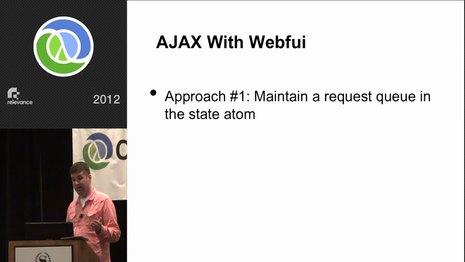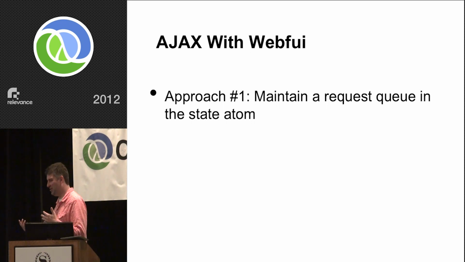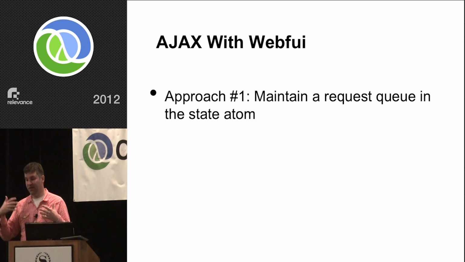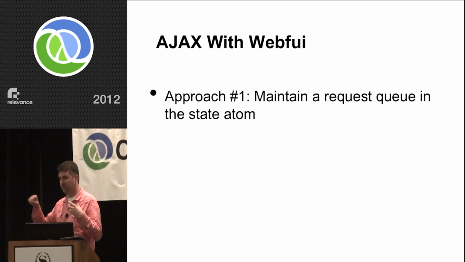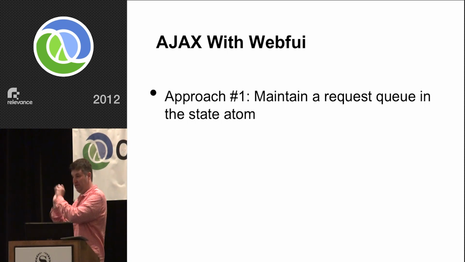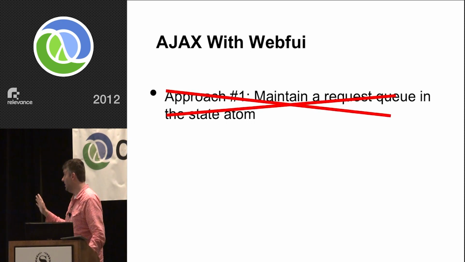Now, one way of doing it is that we have a request queue in our state atom. So what we can do is, in all our functional code, if the functional code realizes, oh, we need something from the server, we have inside the state variable some kind of queue where we say, oh, fetch this extra thing from the server for me, and then we have some other imperative code that pops stuff off of that queue. You don't want to do that.